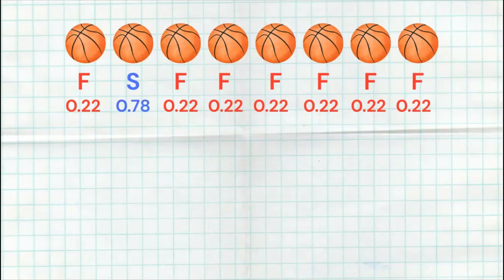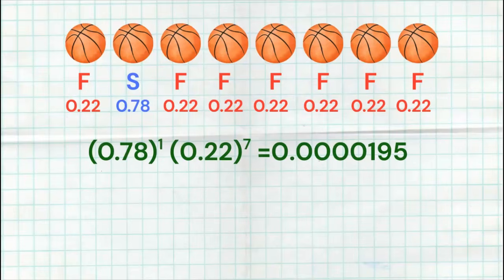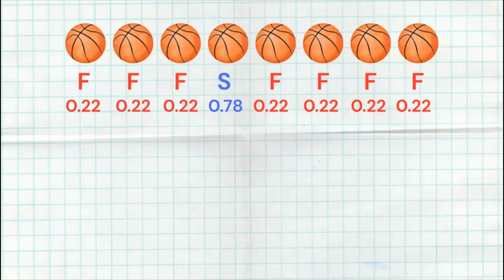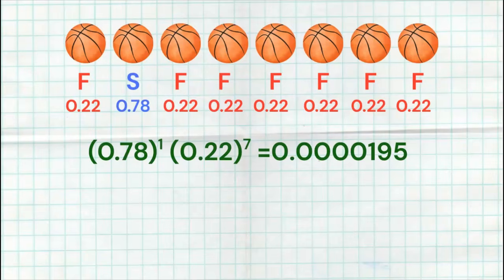But what about it being the 2nd shot? Technically, this is a different scenario where her 1 make is the 2nd shot. Now, the good news is that the probability still stays the same because when you're multiplying, order does not matter. So at the end of the day, we still have 1 success, 0.78 to the 1st, and 7 failures. But this scenario right here, where the 2nd shot is her make, is different than this scenario where it was the 4th shot. So the idea is, how many different scenarios are there?